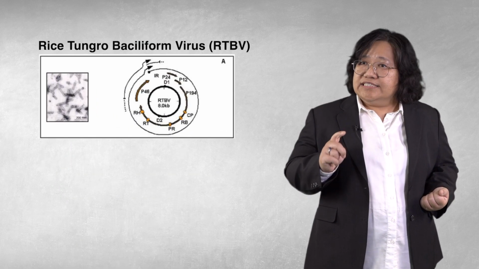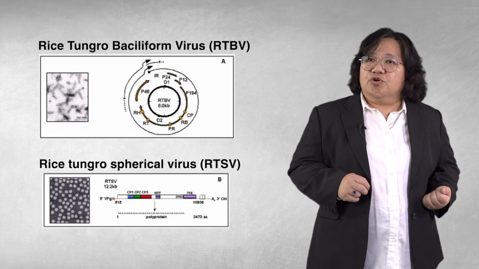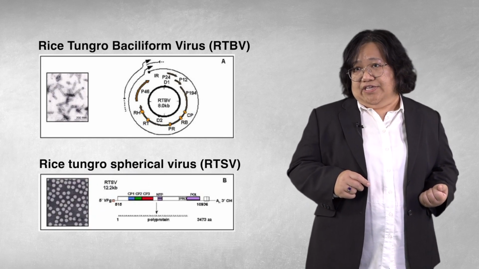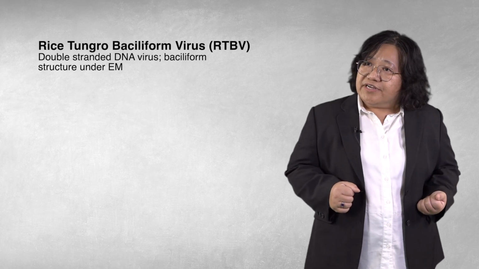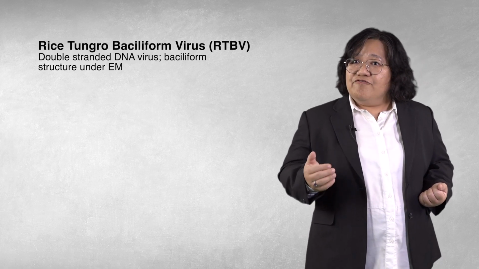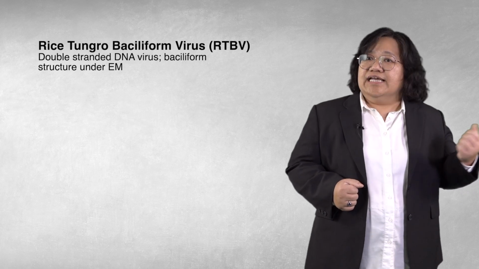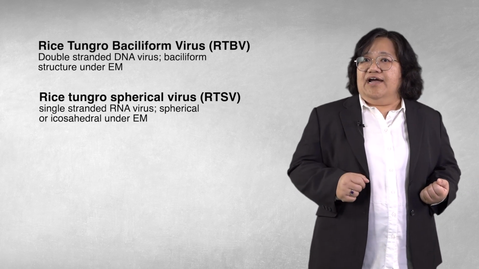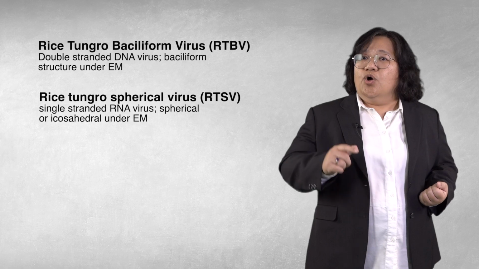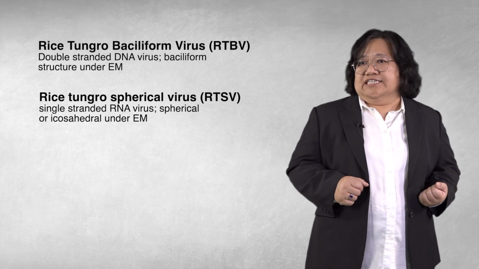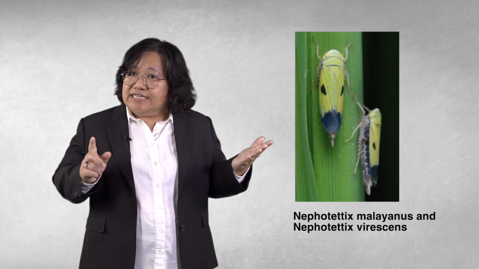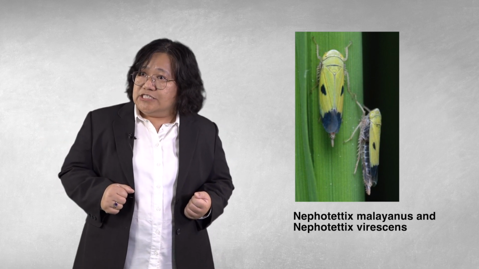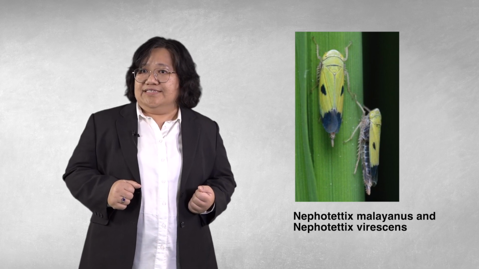The disease is caused not by one, but by two different viruses, namely rice Tungro bacilliform virus, RTBV, and rice Tungro spherical virus, RTSV. RTBV is a double-stranded DNA virus with a bacilliform structure, while RTSV is a single-stranded RNA virus with a spherical or icosahedral structure. These are vector-borne viruses. They are transmitted by leaf hoppers, especially the Nephotettix malayanus and the Nephotettix virescens species of the green leaf hoppers.